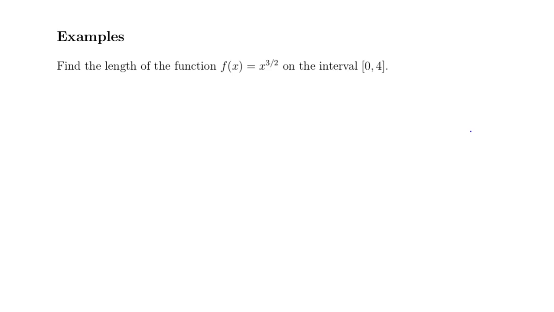All right, so here's some examples. Let's find the length of the function x to the 3/2 on the interval from 0 to 4. We'll remember our arc length formula. It's going to be the integral from a to b of the square root of 1 plus the derivative squared dx. So we're clearly going to need the derivative of this function. That's going to be 3/2 x to the 3/2 minus 1. That's going to be 1/2.